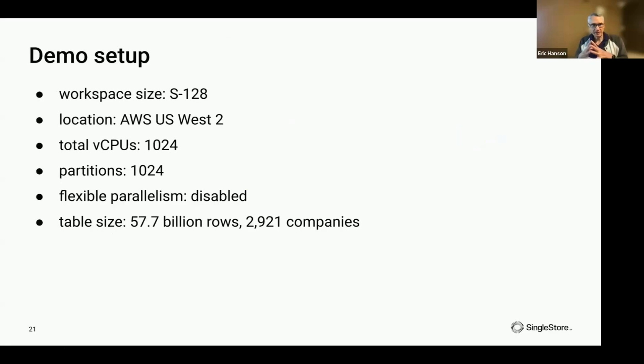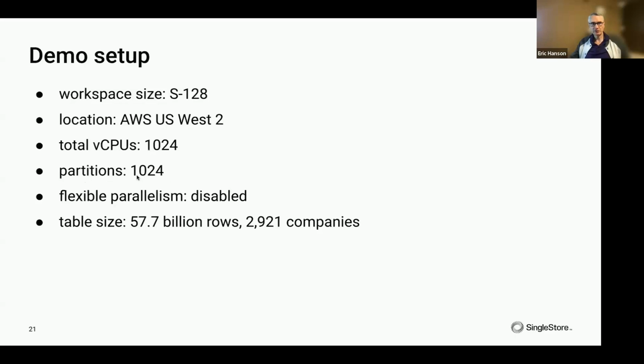So now I'm about to get to the demo. The demo setup is as follows. I have an S128 workspace. This is 128 SingleStore units, and there are 8 vCPUs or logical cores per unit. So that's 1024 cores. And this is located in the AWS US West 2 region.